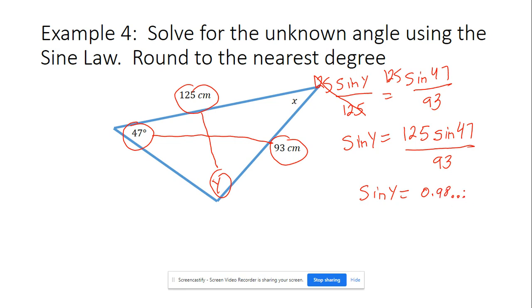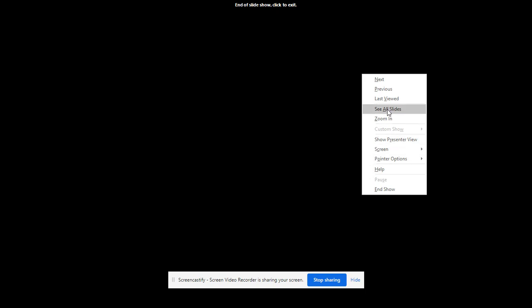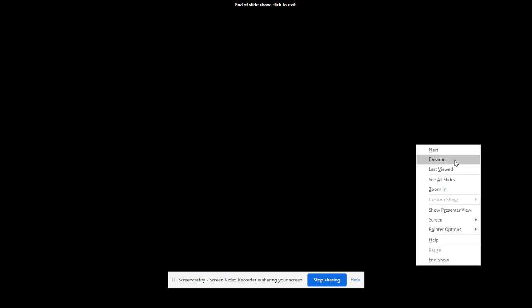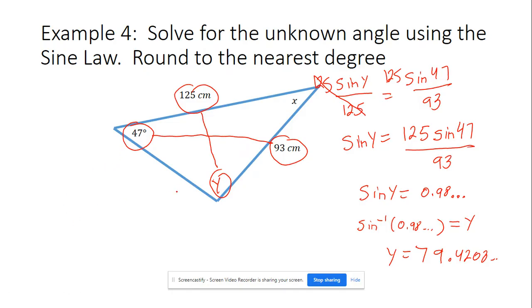What this tells me is that there are more decimals afterwards, and when I put it in my calculator, I'm going to use all the decimals, but I'm just going to write it down like this for the moment. So now it's sine inverse of 0.98 dot, dot, dot equals y. So sine inverse of that decimal, with all those decimals in there, and we get y equals 79.4208 dot, dot, dot. We're asking for the nearest degree, so that means y equals 79 degrees.